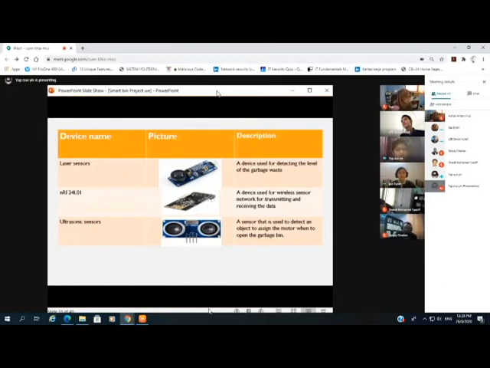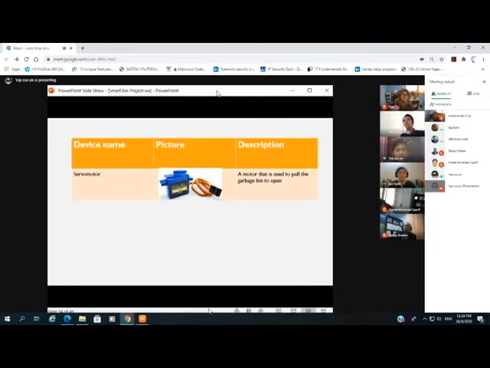NRF24L01 is a device used for a wireless sensor network for transmitting and receiving data. Fifth, ultrasonic sensor, a sensor that is used to detect an object to signal the motor when to open the garbage bin. And the last one is the servo motor, a motor that is used to pull the garbage bin open.